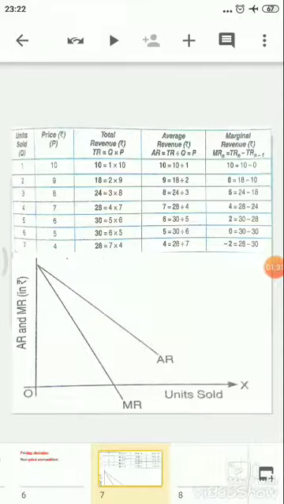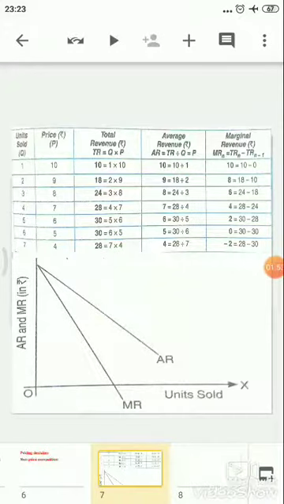Now, if you calculate the revenues from these values of the quantity and the price, you can get the TR. TR is Q into P, that is quantity into price. So in case of 1 unit, what is the TR? It is 10. In case of 2 units, your TR is 18, because 2 into 9 is 18.